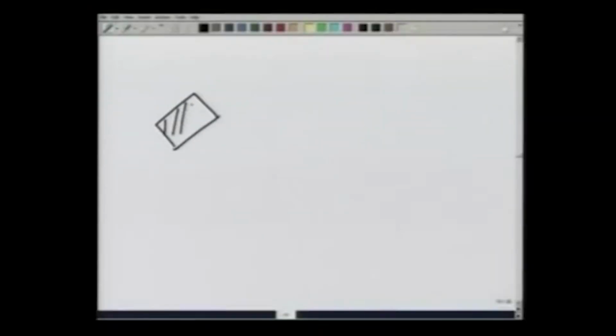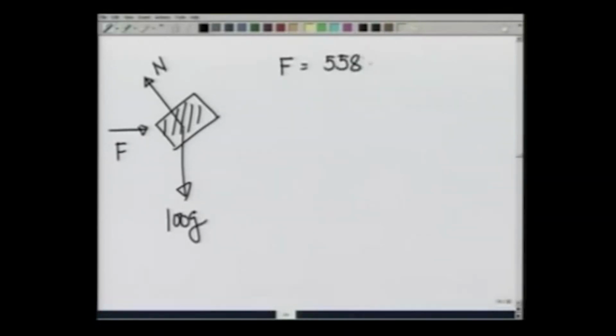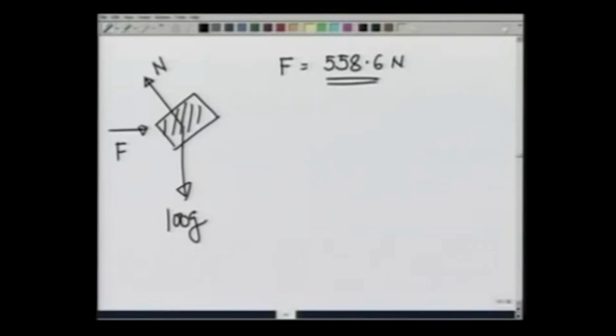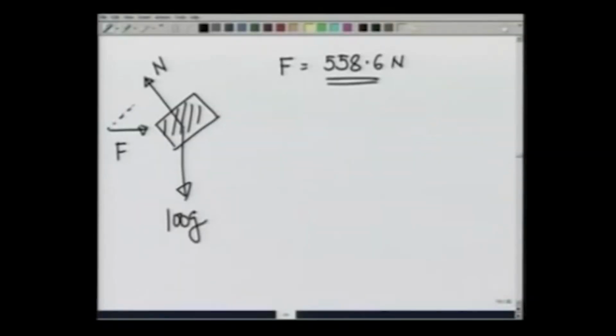So let me make this block again. 100 g, normal reaction, the force F. If F is equal to 558.6 newtons, the block is in equilibrium and frictional force is 0. I can say that because with this I don't need any frictional force to have the block in equilibrium. If I go beyond 558.6 newtons, this force would have a larger component up the plane, and therefore the block would have a tendency to move up.